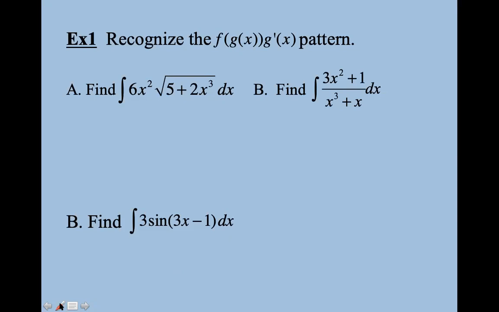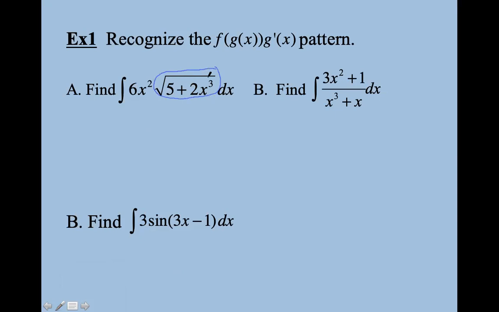All right, so this first example, I'm going to grab my pen. This first example, we want to recognize the patterns. Let's see, I go to this more complicated part here. Derivative of 5 is 0. Derivative of 2x cubed would be 6x squared, and there it is. So it's really just this part here that I need to find the antiderivative of. This is 5 plus 2x cubed to the 1/2 power.